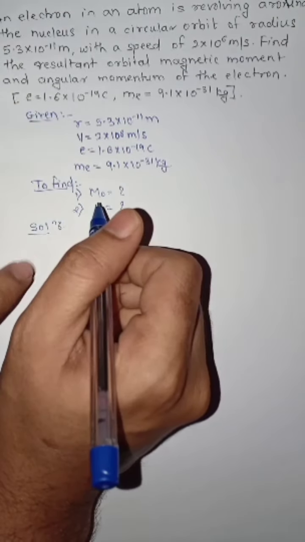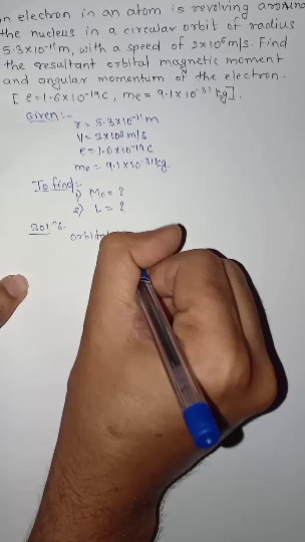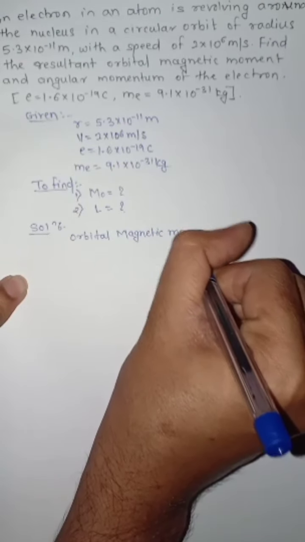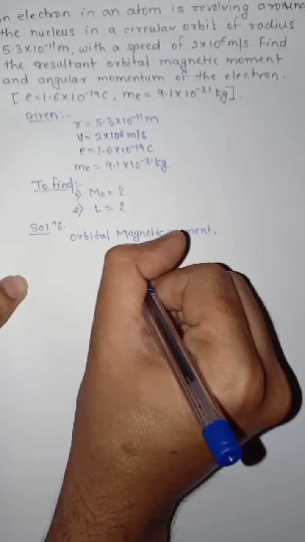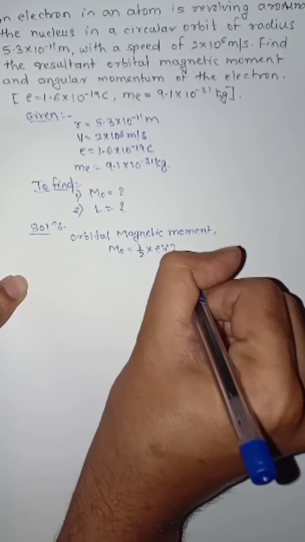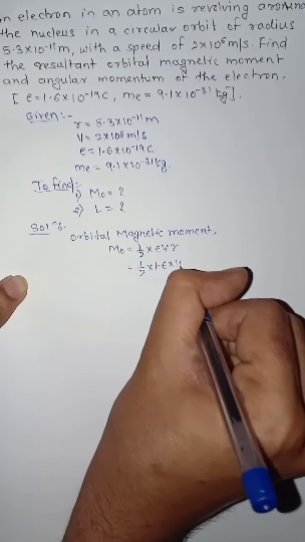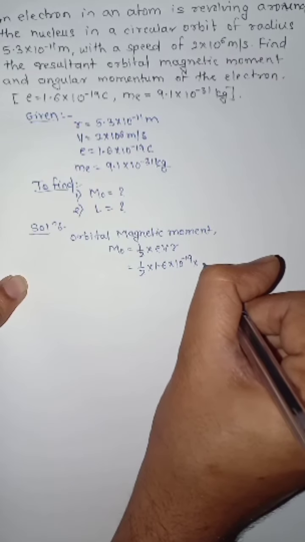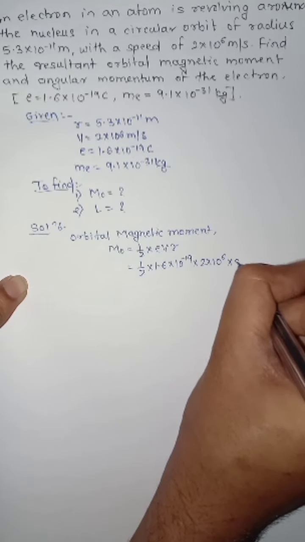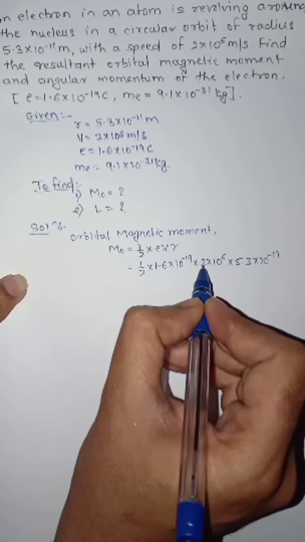In our first derivation we already know that orbital magnetic moment m0 is equal to half into EVR. So half into what is E? 1.6 into 10 raised to minus 19. What is V? 2 into 10 raised to 6. And what is R? 5.3 into 10 raised to minus 11. So here 2 and 2 get cancelled.